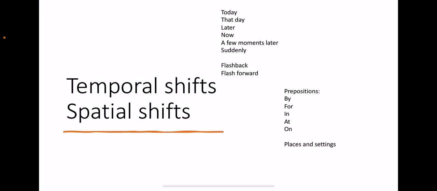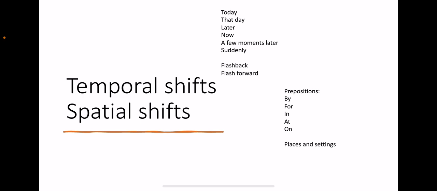Spatial is about showing the place or the relation between two things. So those are typically to do with your prepositions. The main prepositions are by, for, in, at and on. So think about where things are near or what things are by other things. Or is it in relation to something? Is it inside something? Is it in the corner? Is it on top of? Is it at the side? So if you think about the position of things, you can then begin to think about your spatial shifts.